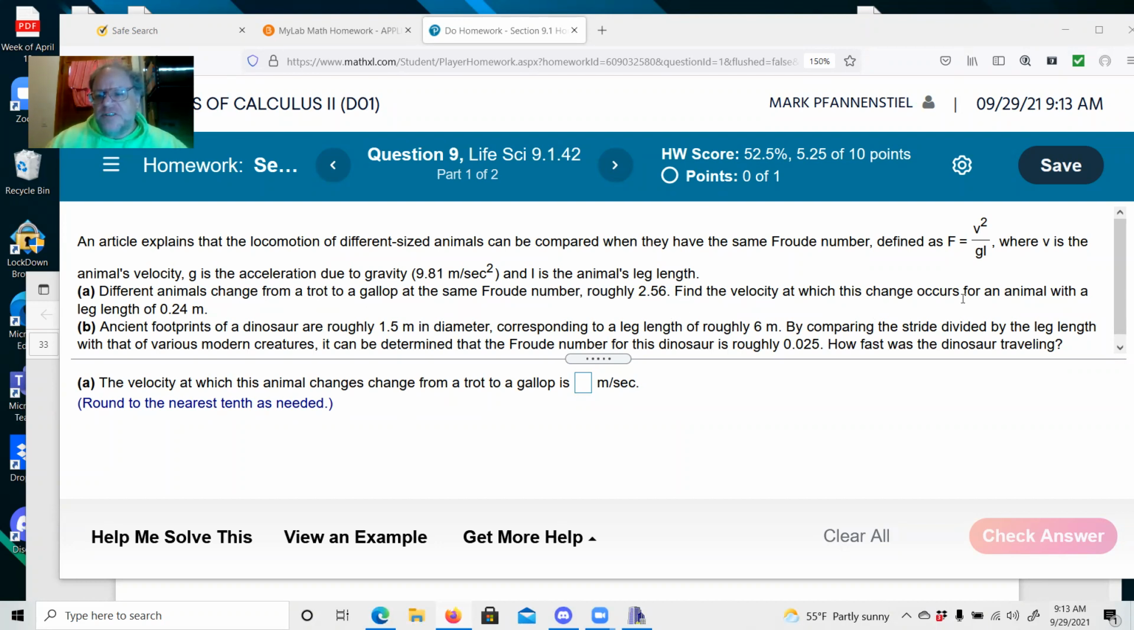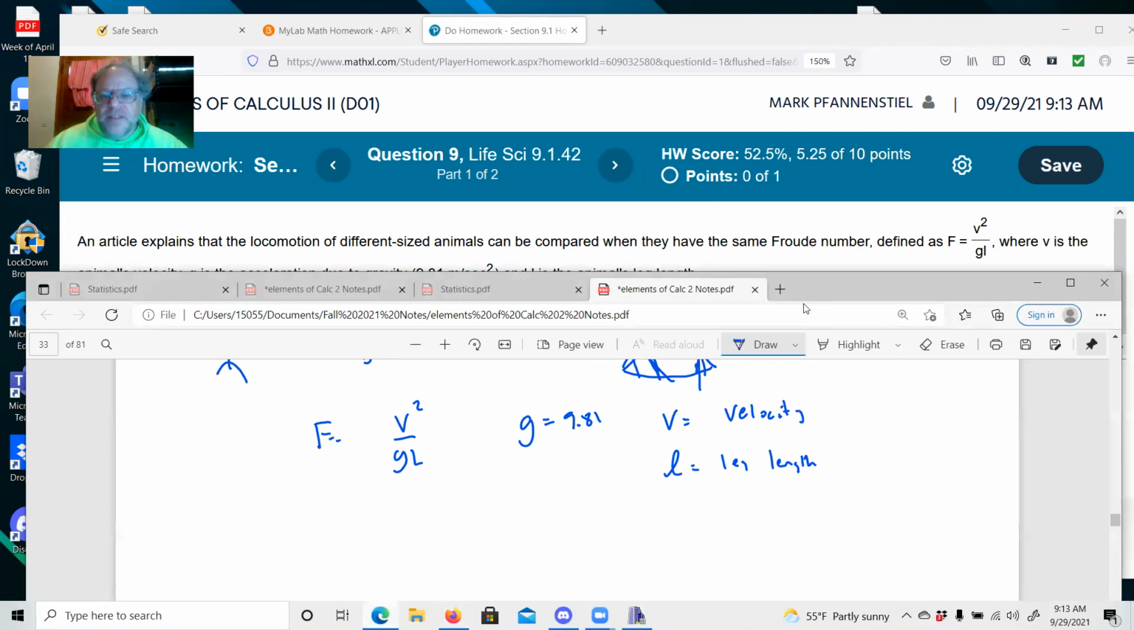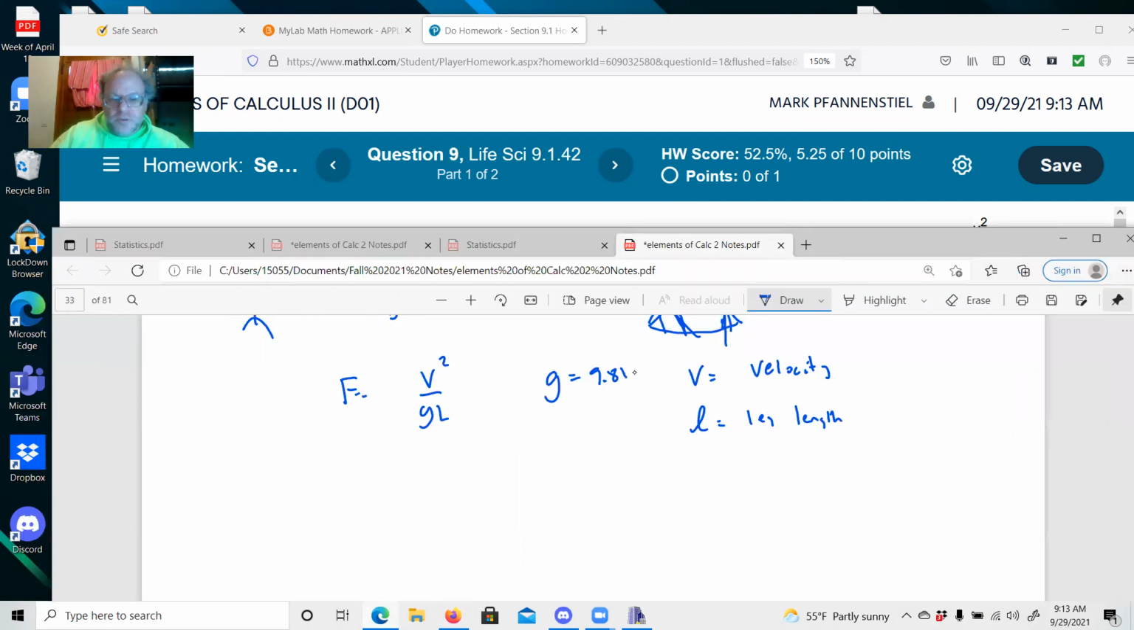Find the velocity at which this change occurs for an animal with a leg length of 0.24 meters. Okay, this is what we're going to do. We have the equation written down. What are we trying to solve for? We're trying to find the velocity. So we're going to say that V squared is equal to F times g times L.